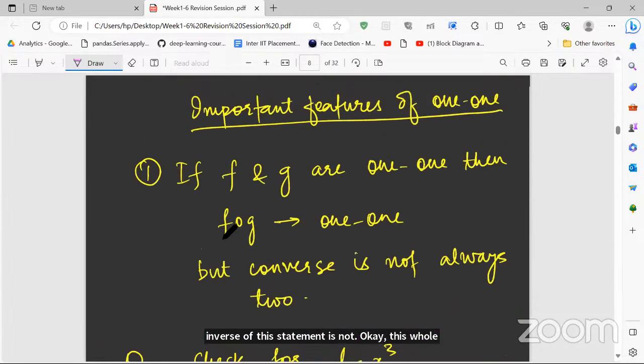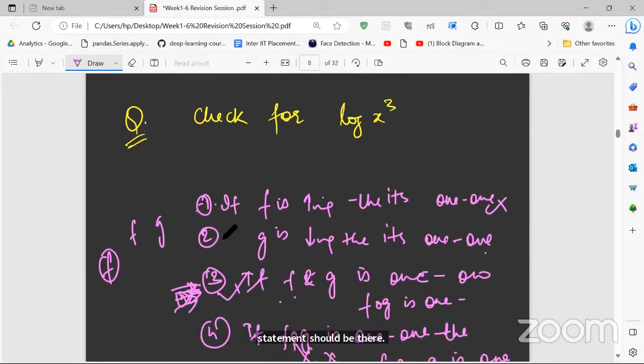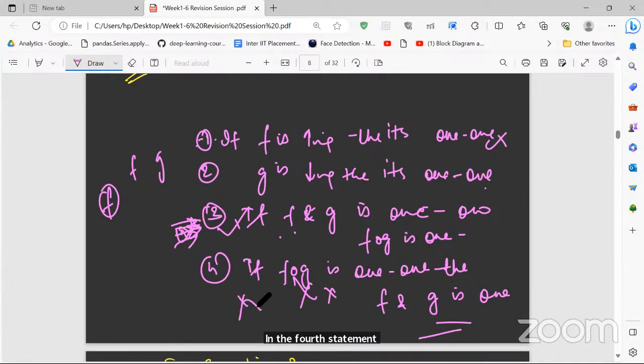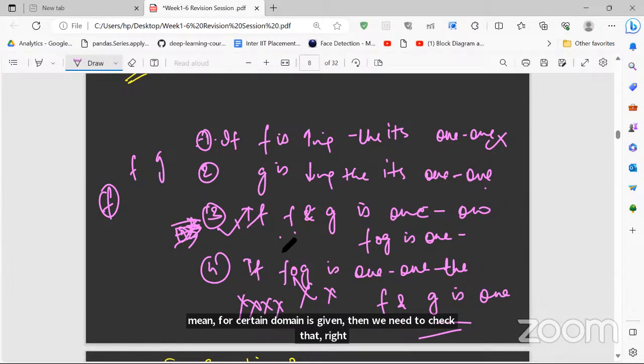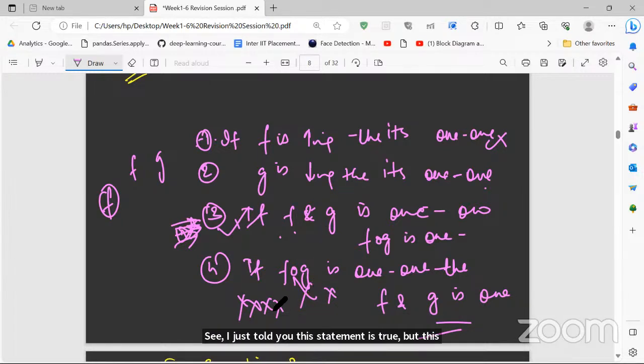So without knowing the domain, in a general way, it can't be said about f of g. The fourth statement I told you is incorrect. That's why I said it's incorrect. If a certain domain is given, then we need to check. This statement can be true or can't be true, depending on the function. That is what I was saying.